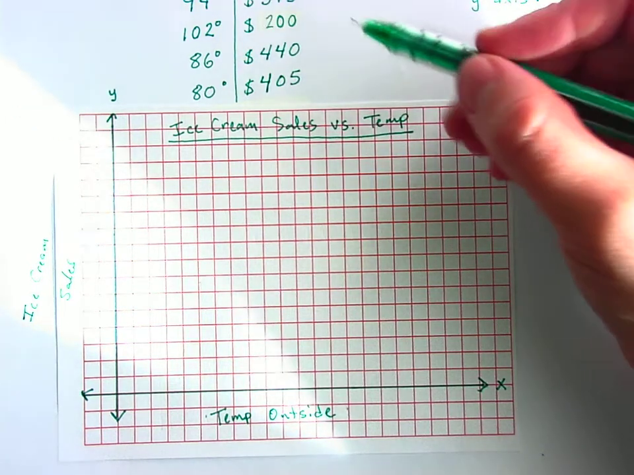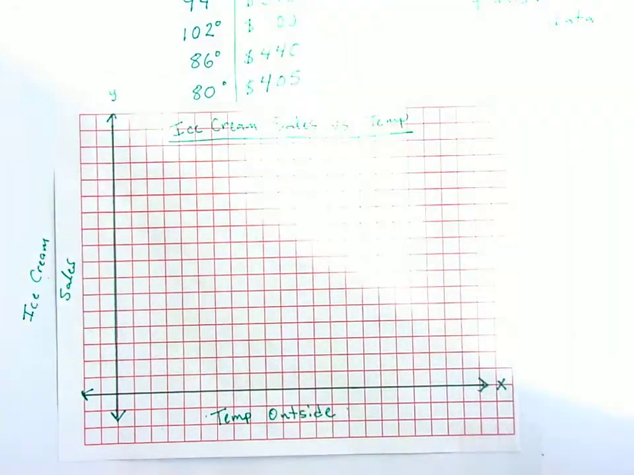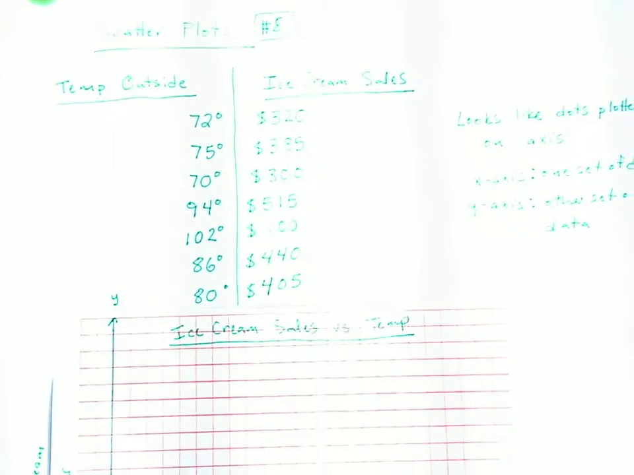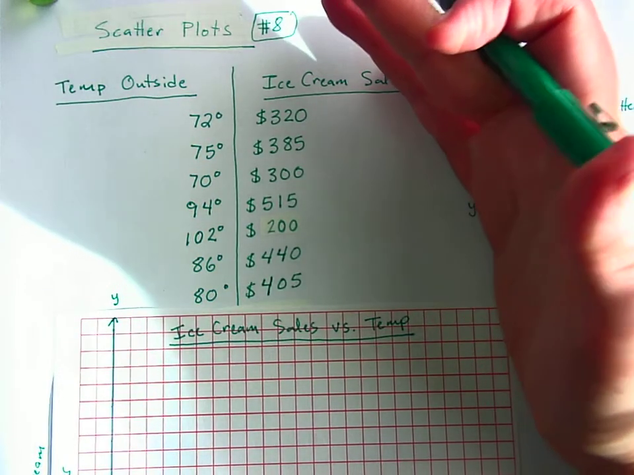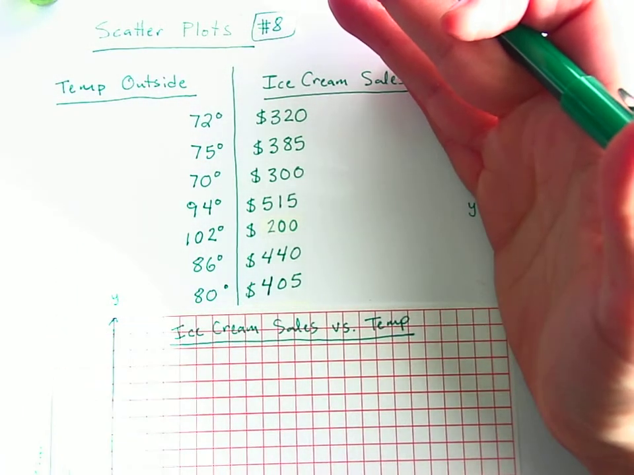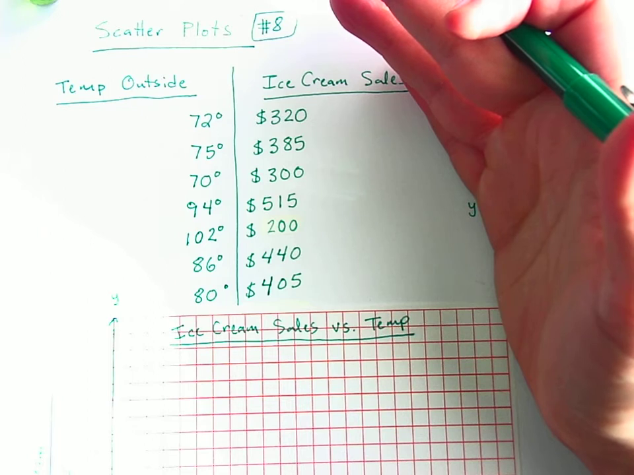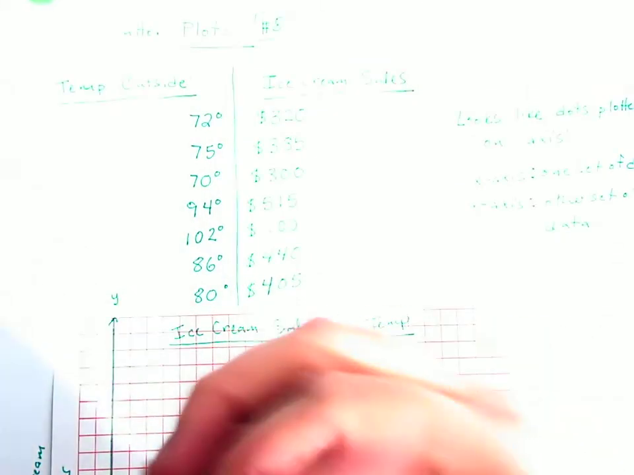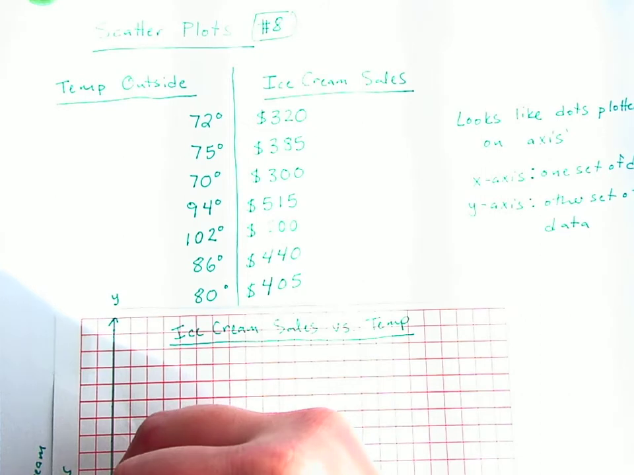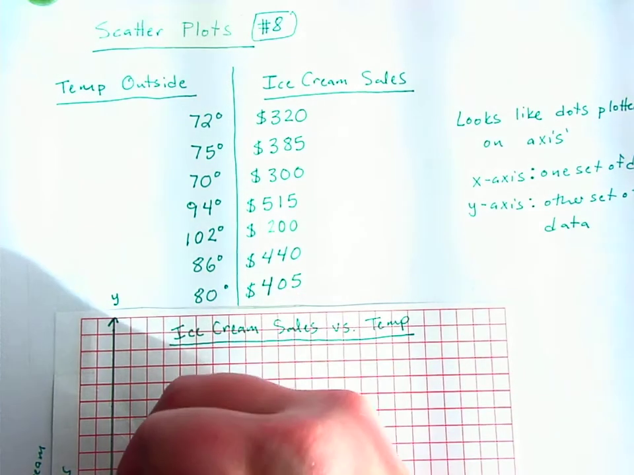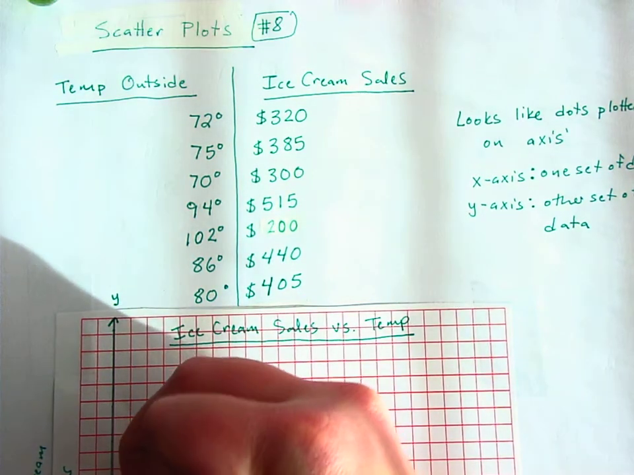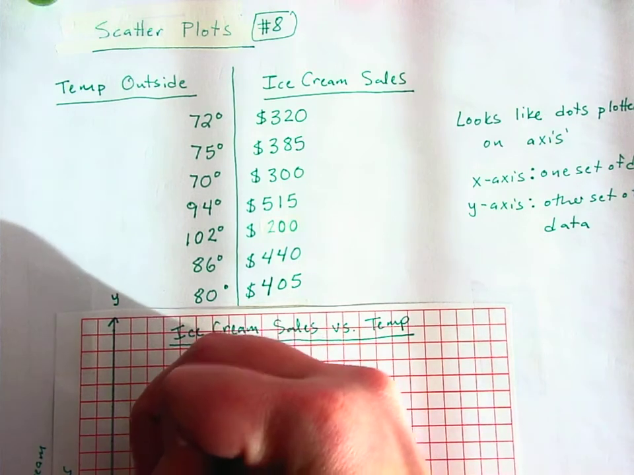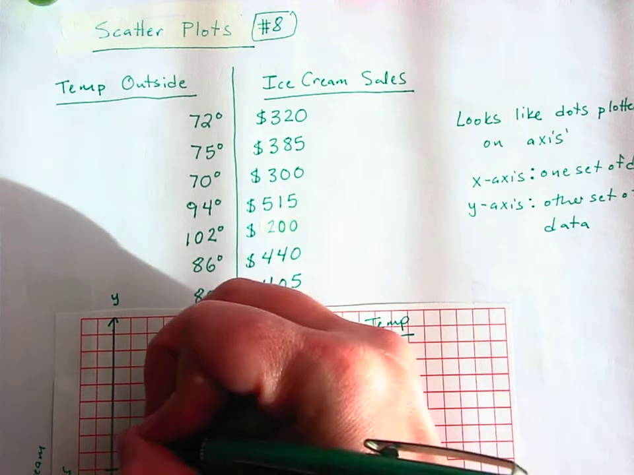Scale is going to be. It looks like my lowest ice cream sale is 200 and my highest is 515. So maybe I'll go by 50s and I'll go between 200 and 550. Okay. So I'm going to have a break in the axis here so that I know where to start. I don't want to have to start at 0 every time. That'd be silly.